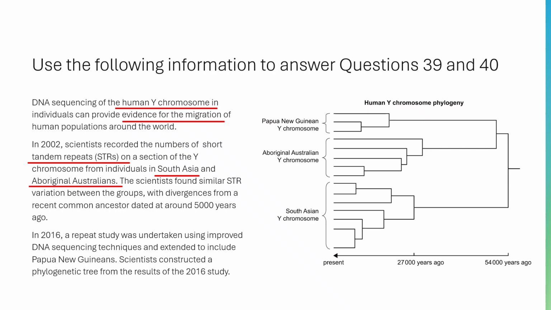The scientists found similar STR variation between the groups, with divergences from a recent common ancestor dated at around 5,000 years ago. In 2016, a repeat study was undertaken using improved DNA sequencing techniques and extended to include Papua New Guineans. Scientists constructed a phylogenetic tree from the results of the 2016 study.